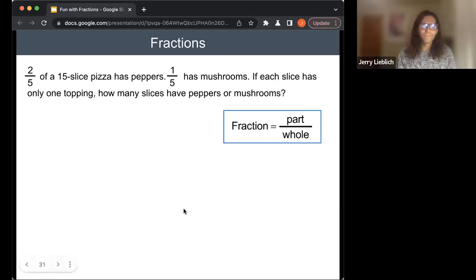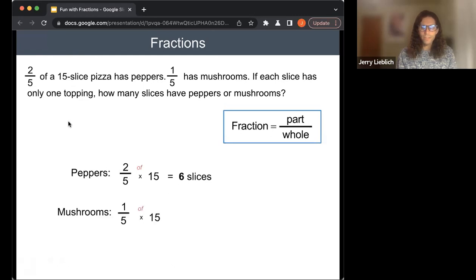Okay. So we're told 2/5 has peppers and 1/5 is mushrooms. How many slices have peppers or mushrooms? So 2/5 of the 15 have peppers, so it's 6 slices. 1/5 of the 15, 3 slices. If each has only one topping, how many slices have peppers or mushrooms? We add those together.